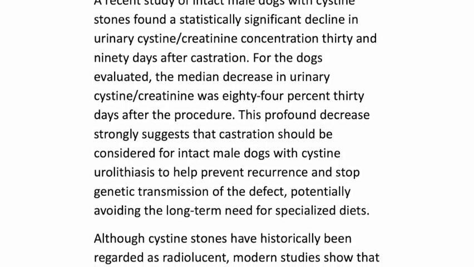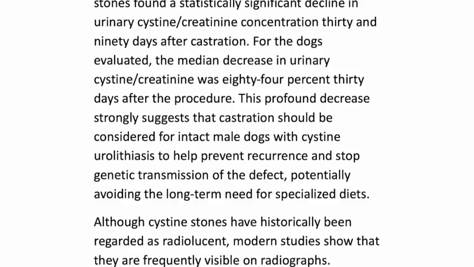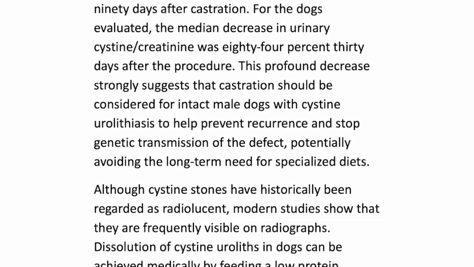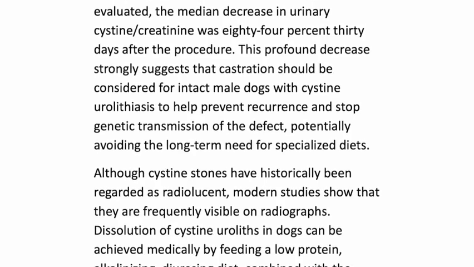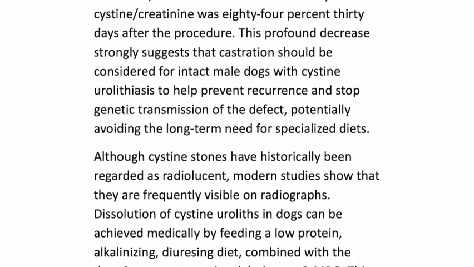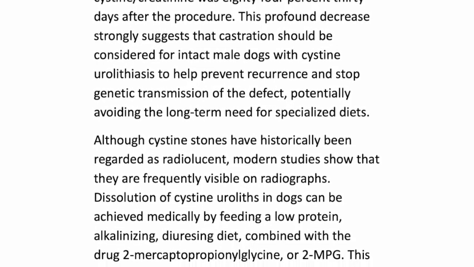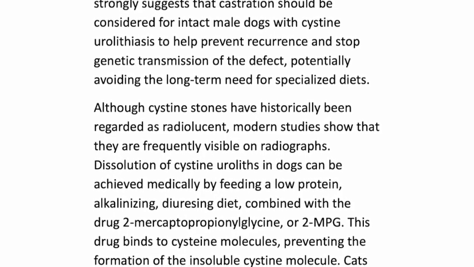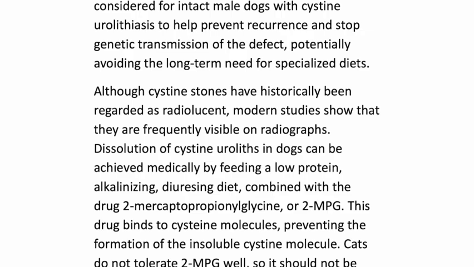This profound decrease strongly suggests that castration should be considered for intact male dogs with cystine urolithiasis to help prevent recurrence and stop genetic transmission of the defect, potentially avoiding the long-term need for specialized diets. Although cystine stones have historically been regarded as radiolucent, modern studies show that they are frequently visible on radiographs.